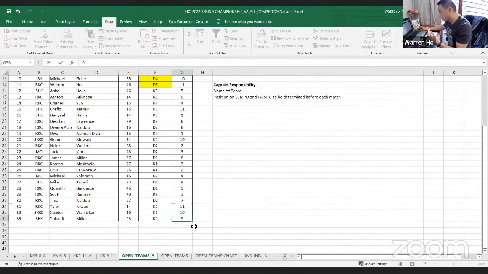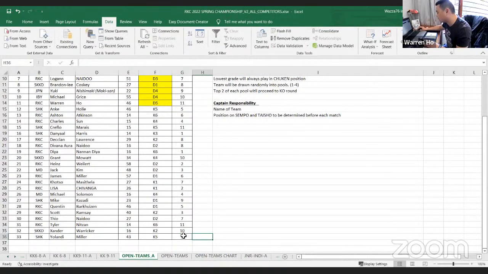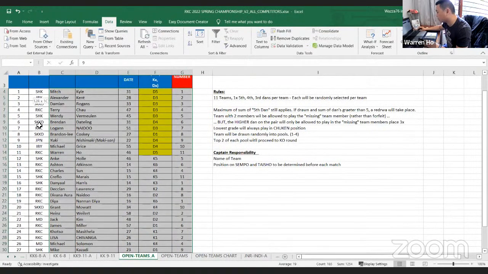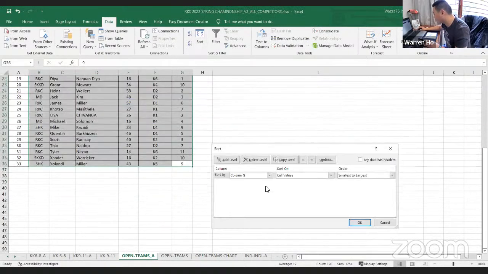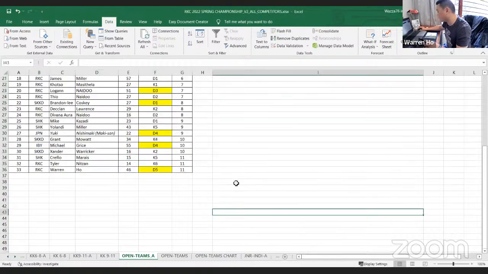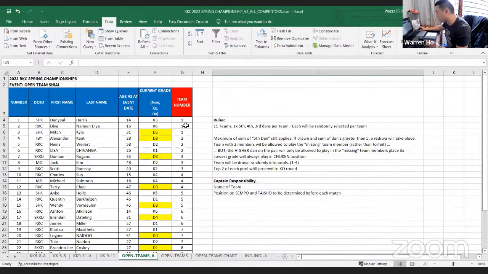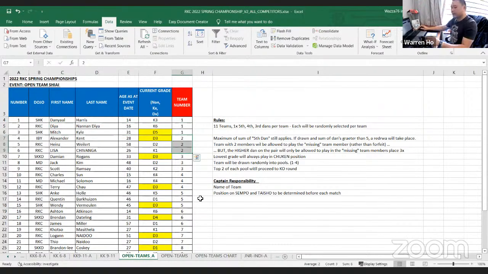Okay. And that is it for the open competition. There's all 11 numbers. I will post these. If you allow me to do a quick sort and order, sort by G and add a level by, let's do a C. Okay, so there we should have them in terms of the teams. Yeah, works out nicely. And just keep in mind the lowest grade of the team must play Chukan position. The Sempo first player and Taisho can alternate before each match.